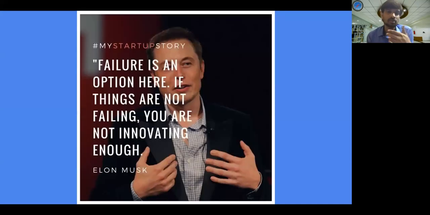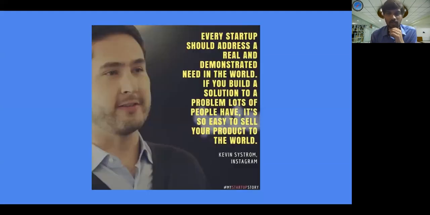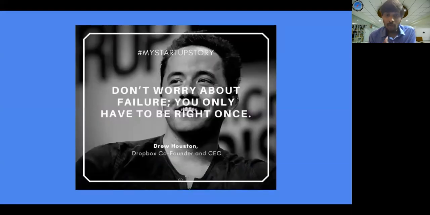Elon Musk, if you know, said failure is an option here. If things are not failing, you're not innovating enough. Mark Zuckerberg, the Facebook guy, said, I'm here to build something for the long term. Anything else is distraction. So whenever you're trying to do something, try it for the long term, not just the short term, or you end up losing your business. There are many examples which we'll talk about later. The Instagram guy, Kevin, said some quotes you can just read through. And Dropbox: what was the pain point that was solved? The synchronization problem, he solved it.